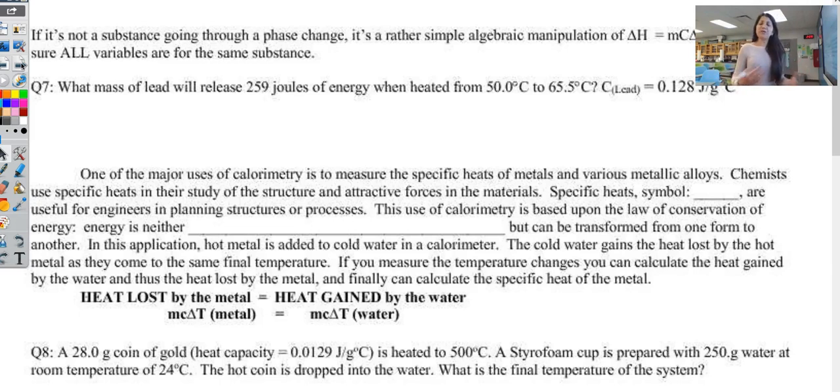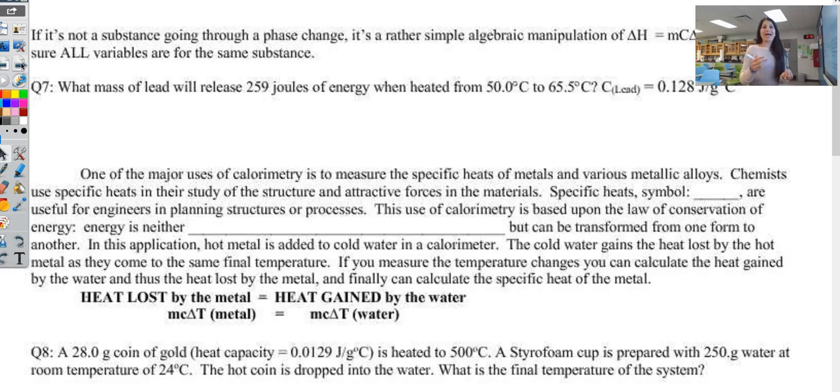And there are different units, and we'll talk a little bit about that, but it's really just about solving problems together. The more problems that you do, the better off you're going to be, so you can get any type of calorimetry problem and be able to solve it. If it's not a substance that's going through a phase change, it's a rather simple algebraic manipulation of delta H equals MC delta T. You just have to make sure that all of your variables are for the same substance.